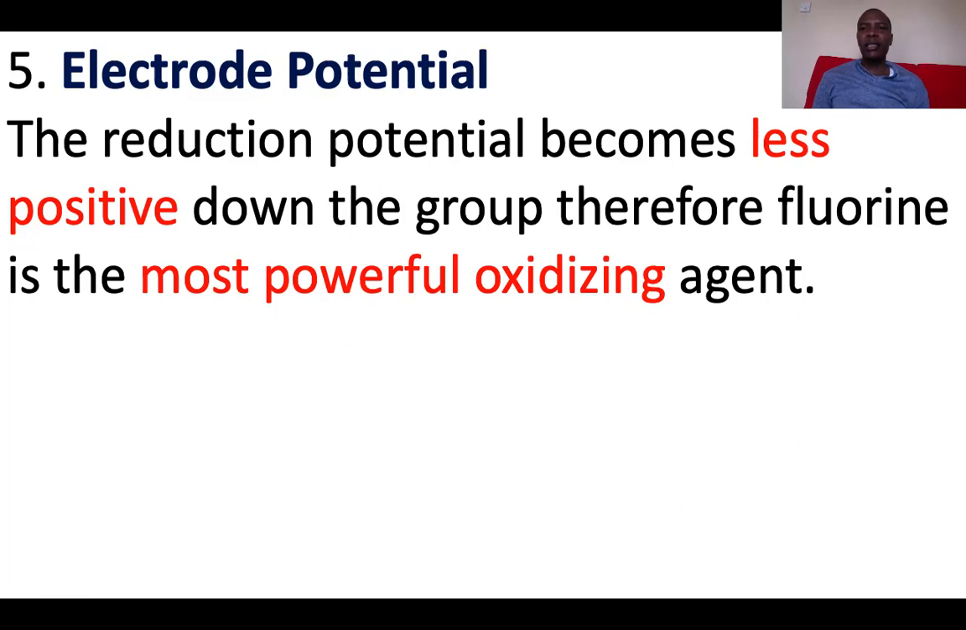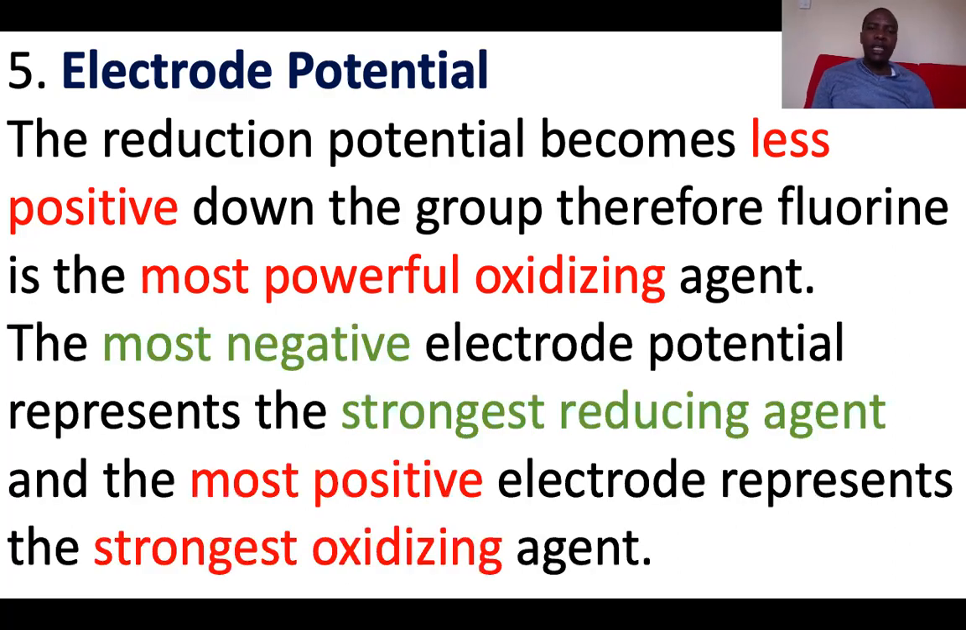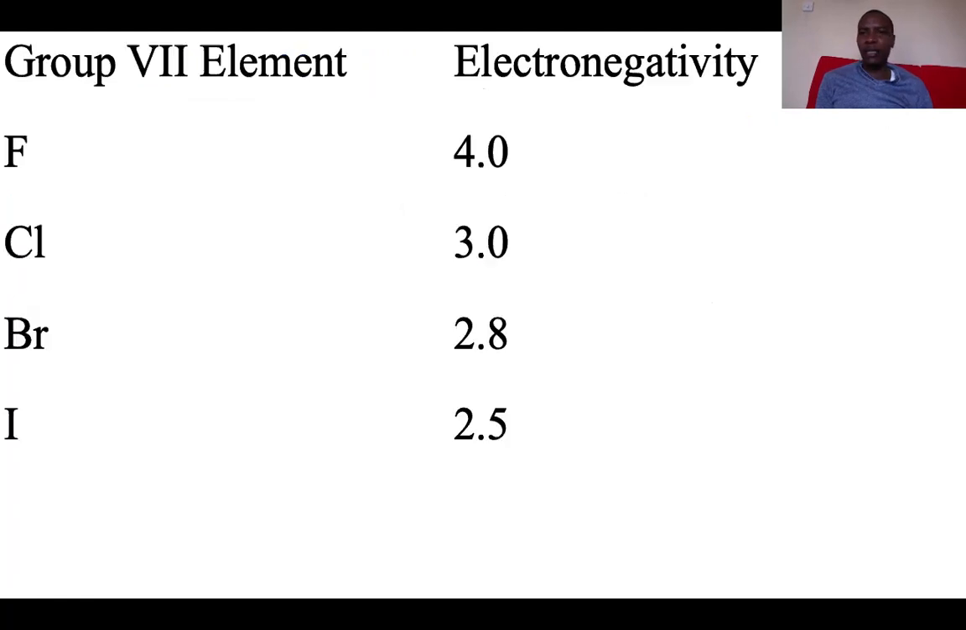Last time I told you that the more positive an element is, the more oxidizing it is, and the more negative, the more reducing it is. The most negative electrode potential represents the strongest reducing agent, and the most positive electrode potential, of course, represents the strongest oxidizing agent, like I'm already saying.